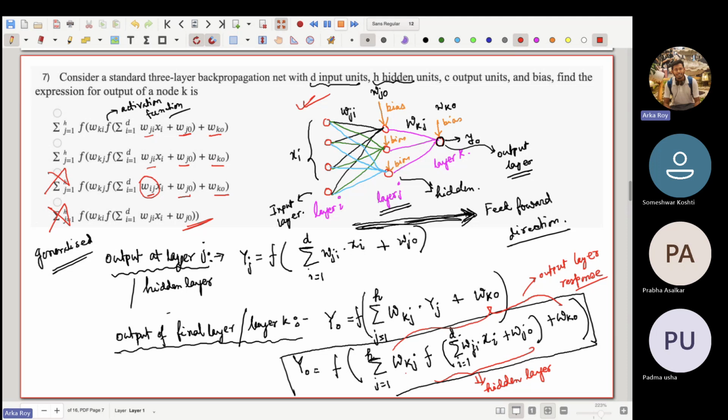Now let us check the last weight, Wkj. Again the subsequent layer is k, so I write k first, and the previous layer is j, so j is in the second position. It should be Wkj. Over here it is written Wki, so that is incorrect. And over here it is written Wkj, so this is the correct option. Also, the first summation runs from j equal to 1 to h, and the second summation runs from i equal to 1 to d. So this is the correct option.